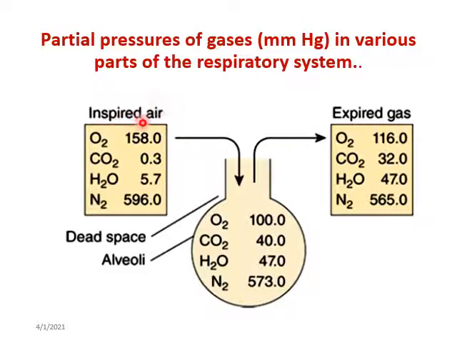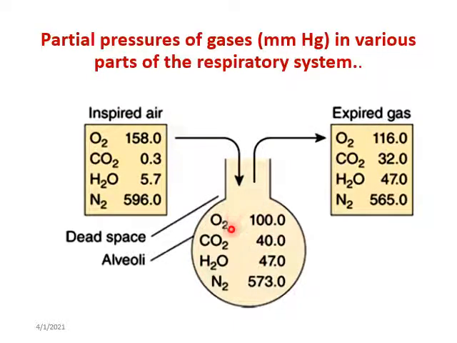Now, these are the values. You don't have to memorize them, but you should have an idea about them. You can see in the expired air, we have mainly oxygen. We have oxygen in high concentration, and a high concentration of nitrogen. And then it gets to the alveoli.